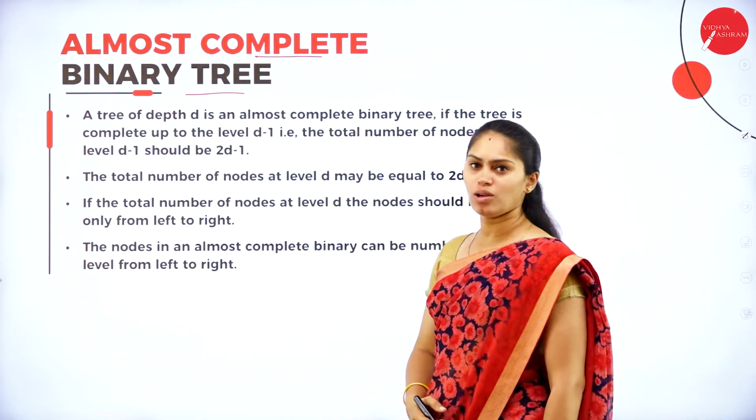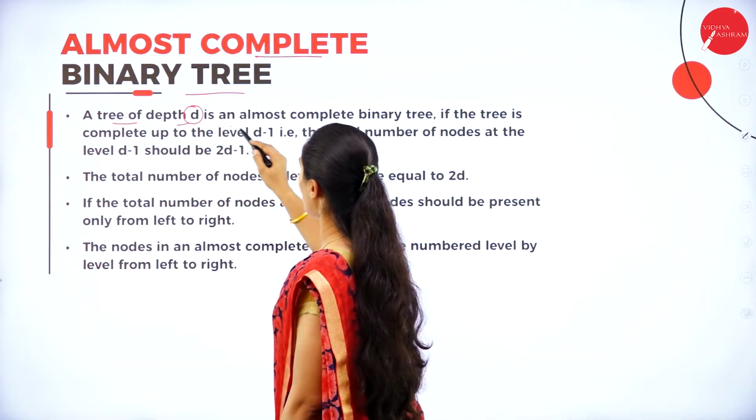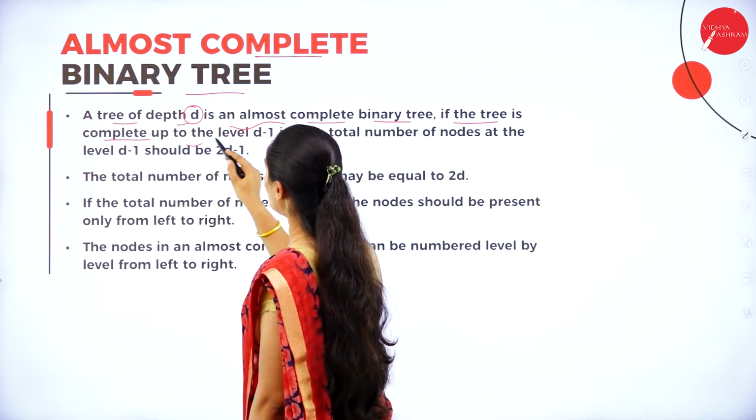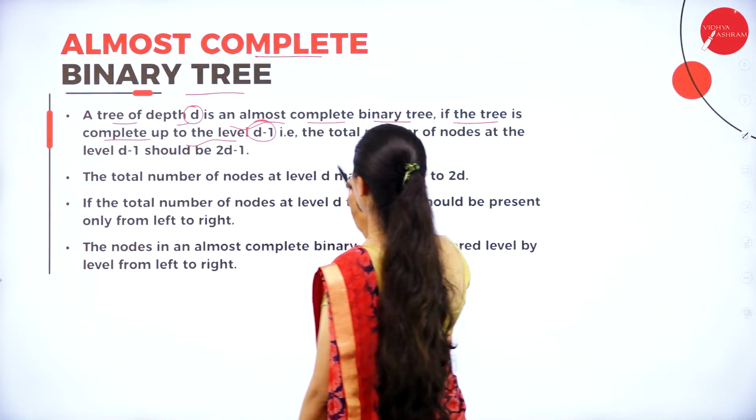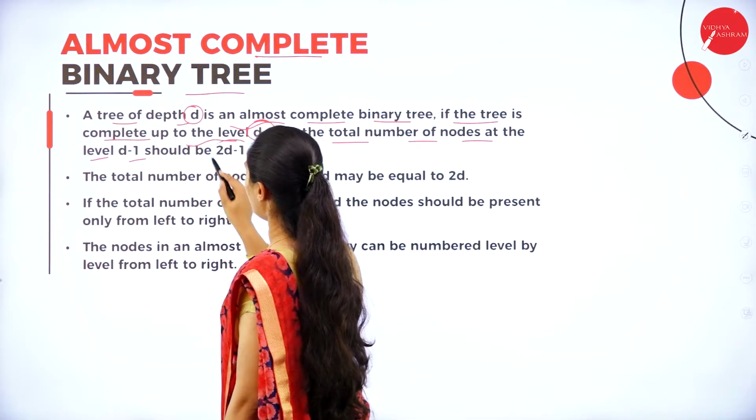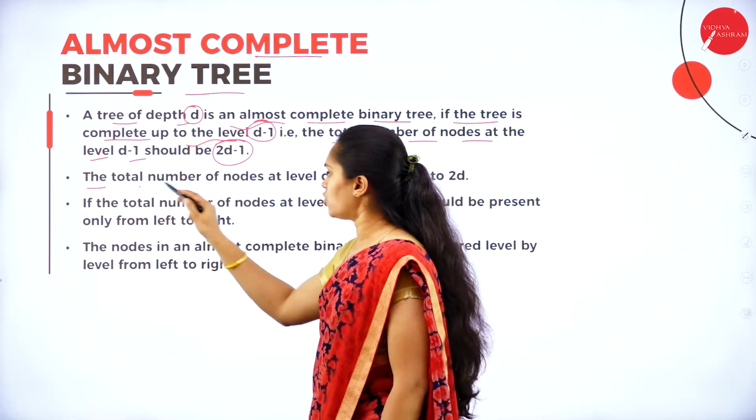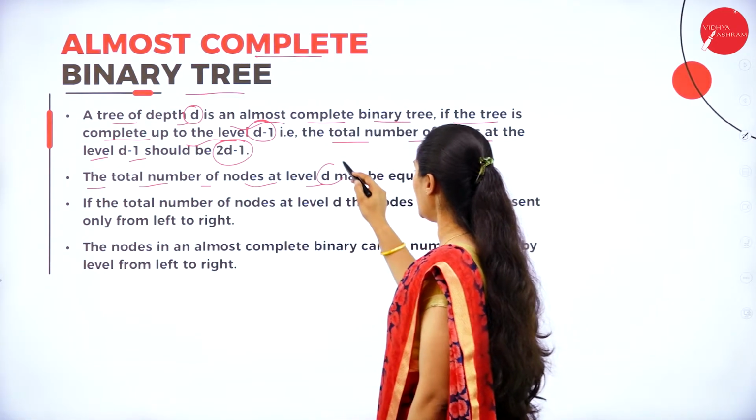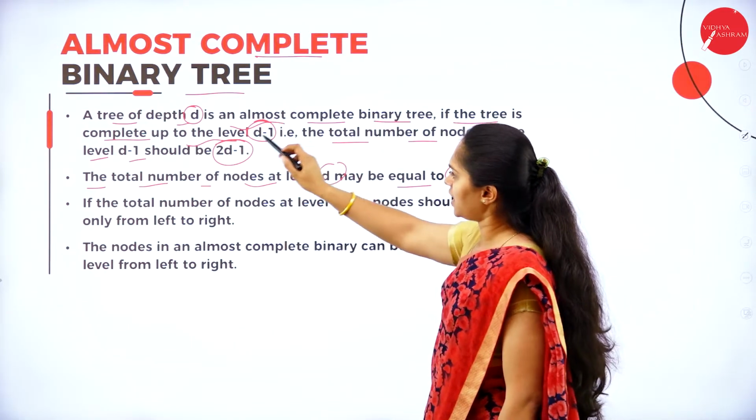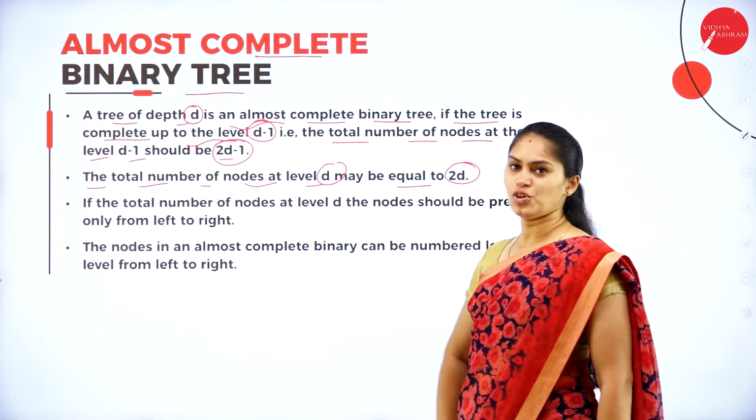When it comes to the almost complete binary tree, a tree of depth D is an almost complete binary tree if the tree is complete up to the level D minus 1. That is, the total number of nodes at the level D minus 1 should be 2^(D-1). So here you can see the total number of nodes at level D may be equal to 2^D. If it is D minus 1, then it will be equal to 2^(D-1). If it is D, then it will be equal to 2^D.